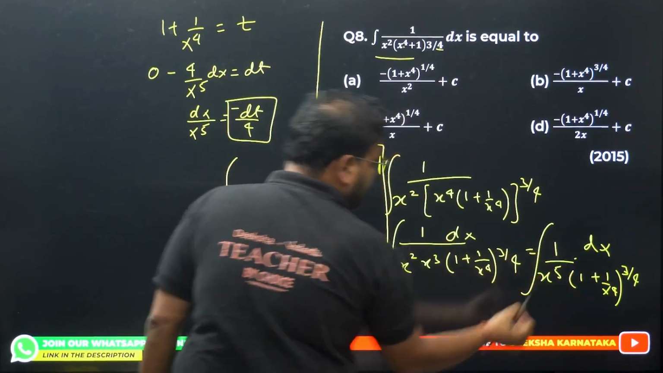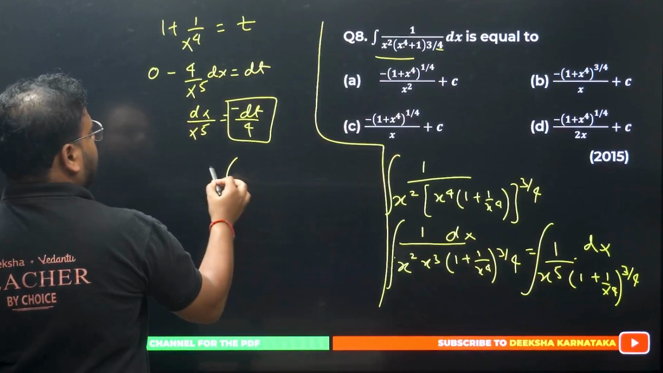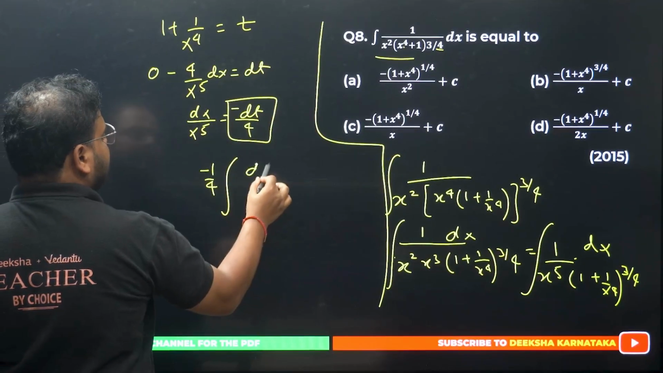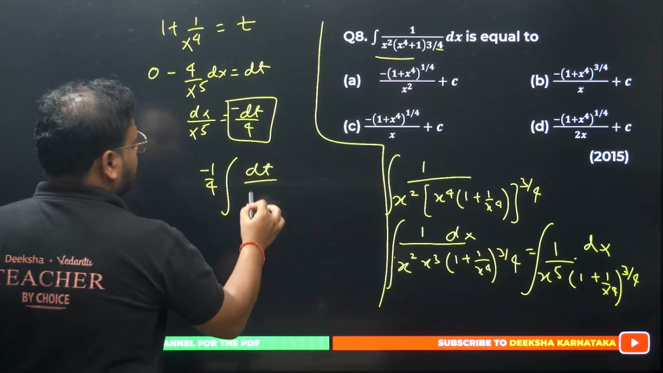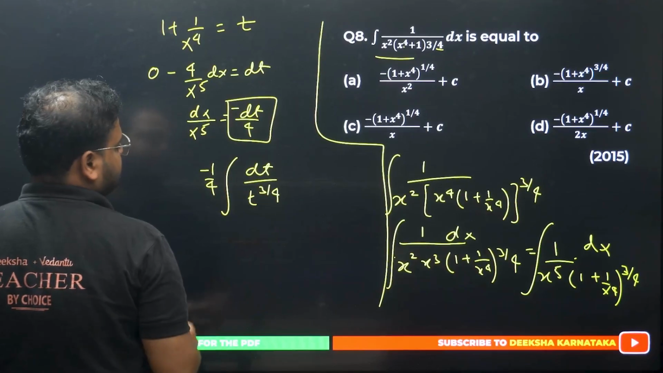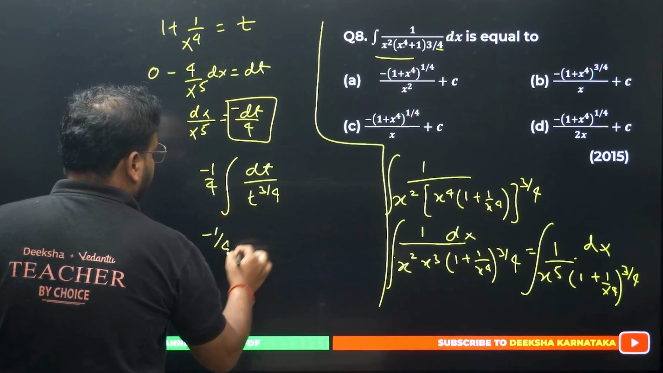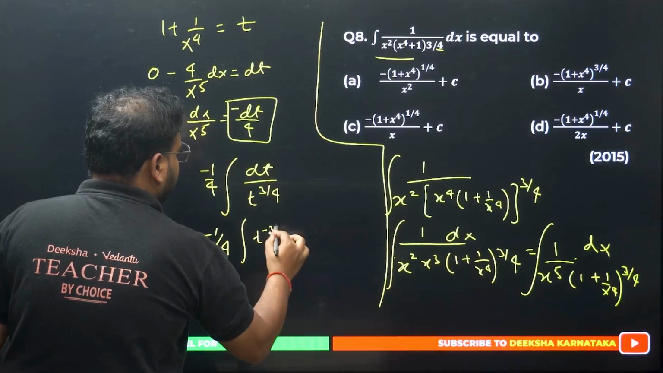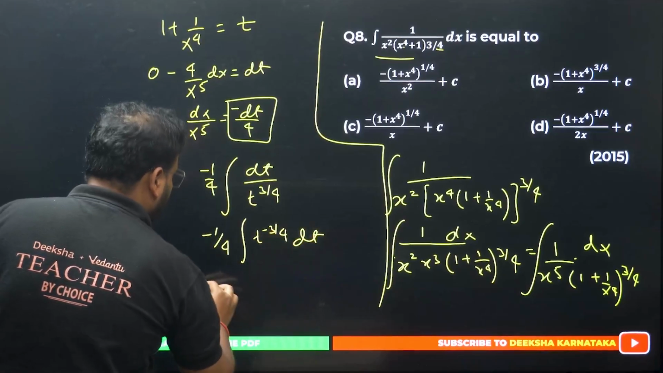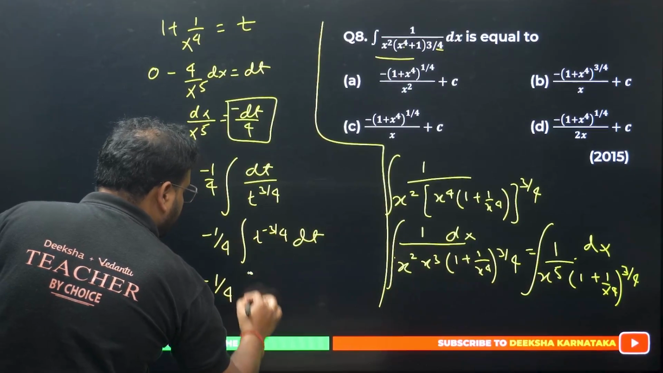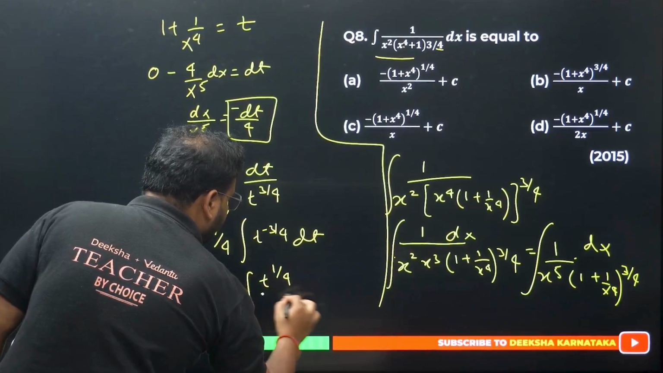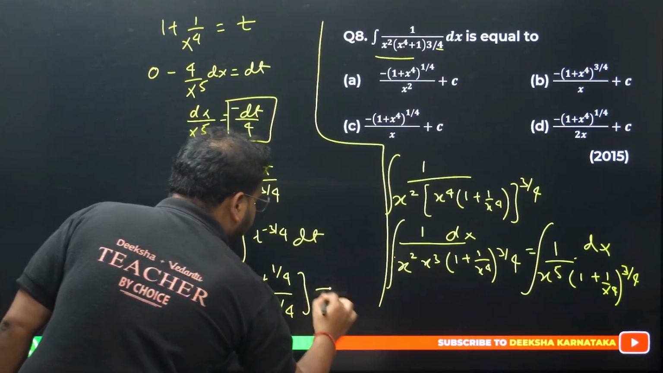So this dx upon x power 5 will become what? Minus 1 by 4 dt upon t power 3 by 4. Minus 1 by 4 integration t power minus 3 by 4 dt. Integrate now. Minus 1 by 4. This will become t power 1 by 4 upon 1 by 4 plus c.